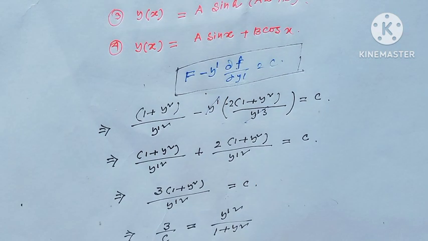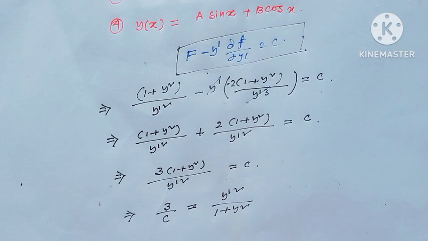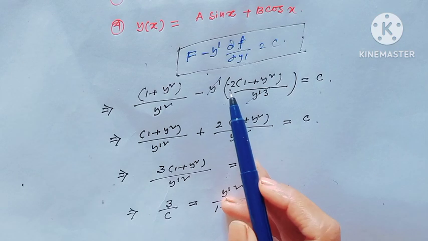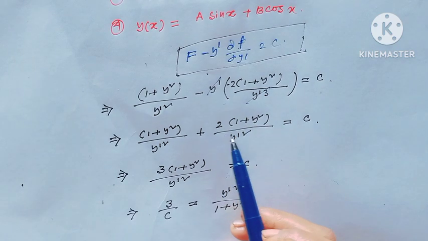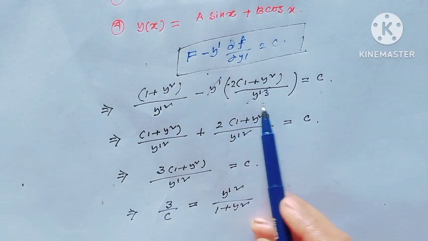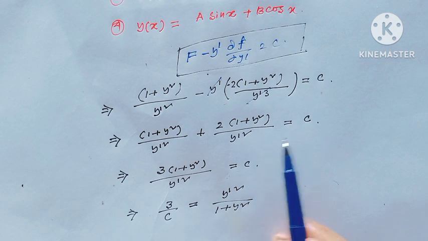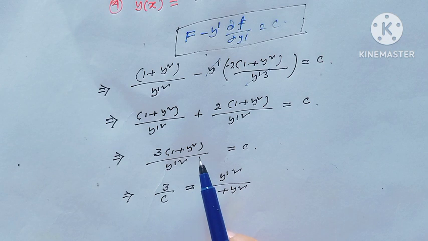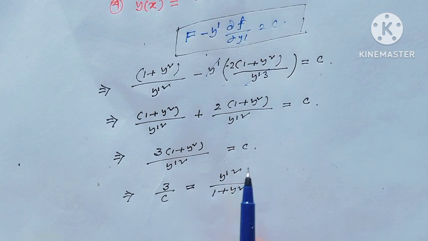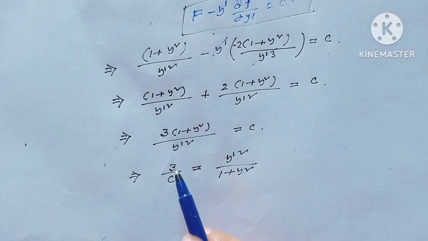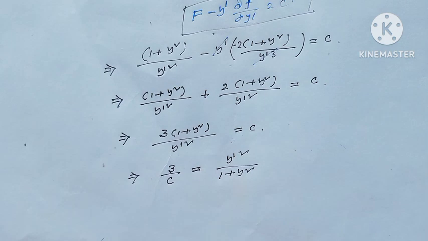Now just calculate. After calculating, this value would be 1 plus y square over y prime whole square, here minus and here minus, plus 2 times 1 plus y square. After cancelling, this value would be y prime whole square equal to constant c. That implies 3 times 1 plus y square over y prime whole square equal to constant c. And from this expression, 3 over c equal to y prime whole square over 1 plus y square.